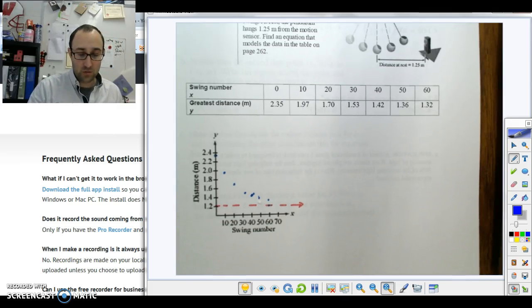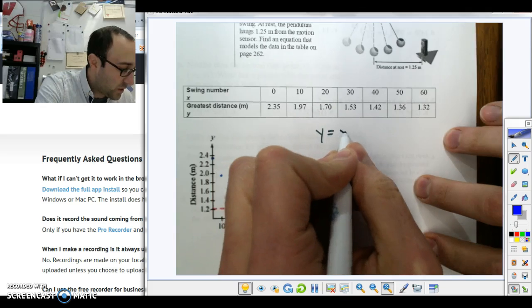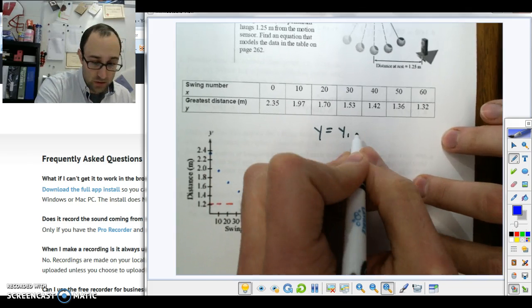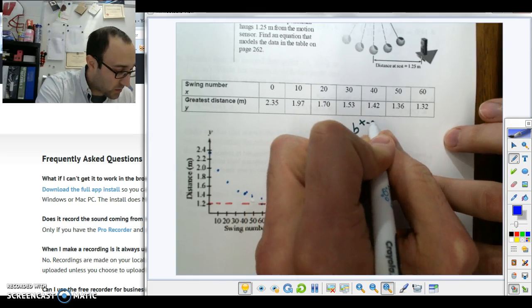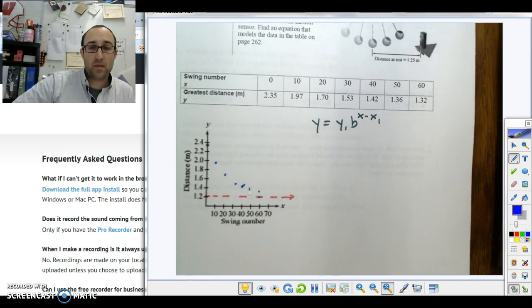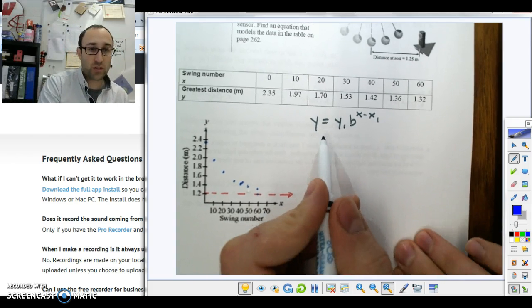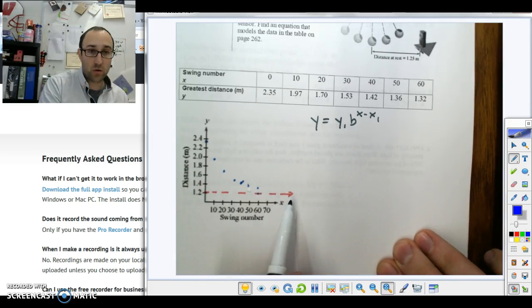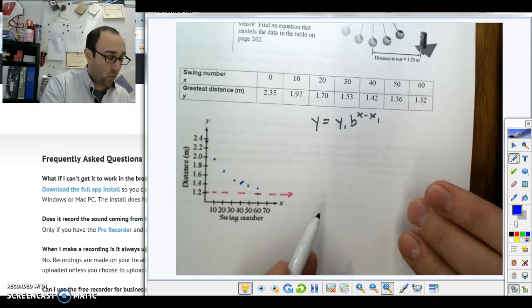So the first thing we can do is write the equation that we want, which would be y equals y1 times b to the x minus x1. Okay, so that's the formula that we're going to use. Unfortunately, this equation works if it eventually goes towards 0, which ours is not. It goes to 1.25. So we have to move all the y's up 1.25.